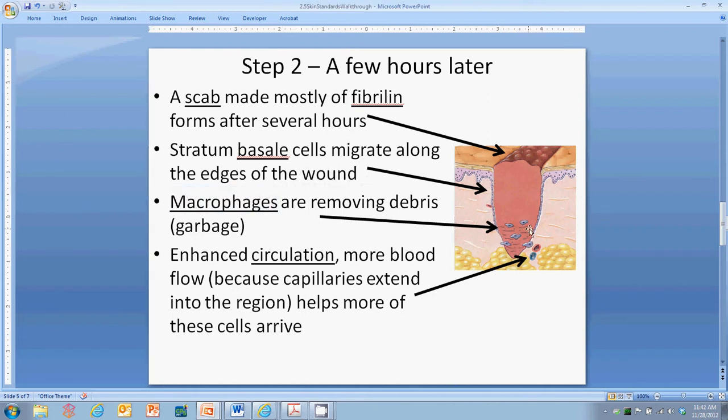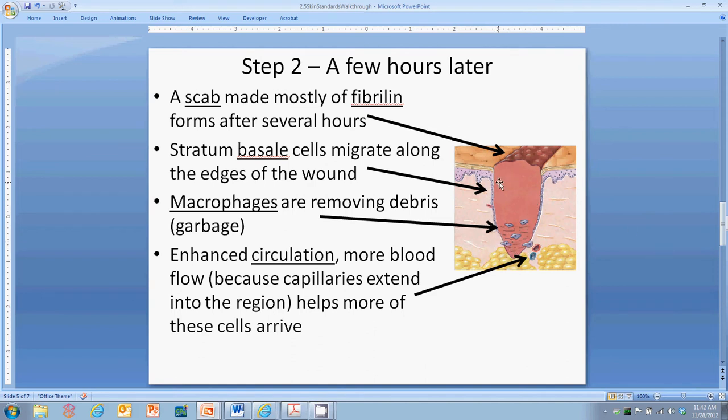Macrophages are going to start eating all the garbage left over, destroyed cells, destroyed fibers, anything in there that needs to be just taken away. Macrophages are going to eat up. And we're going to have enhanced circulation, meaning we're going to grow capillaries to the area, and blood is going to, we can get more cells here and get more nutrients in and get the garbage away. We can do all of those things because we have the superhighways right next to our cut.